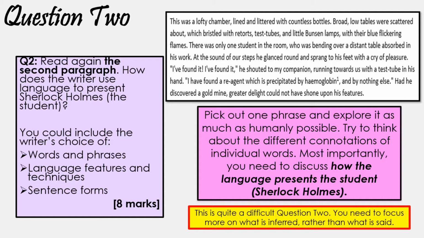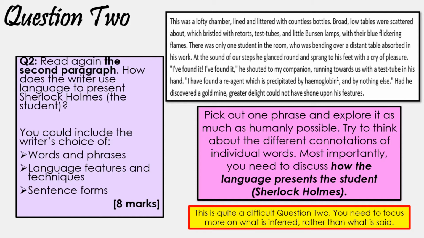Now this question 2 is asking us to look at the words, phrases and language techniques in the second paragraph and work out how Arthur Conan Doyle wants us to think and feel about Sherlock. Is he wanting us to like him or not? Does he want us to think that Sherlock is a genius, or an idiot, or a hero, or a villain, or something in between? So for question 2 you need to write around 2 paragraphs.